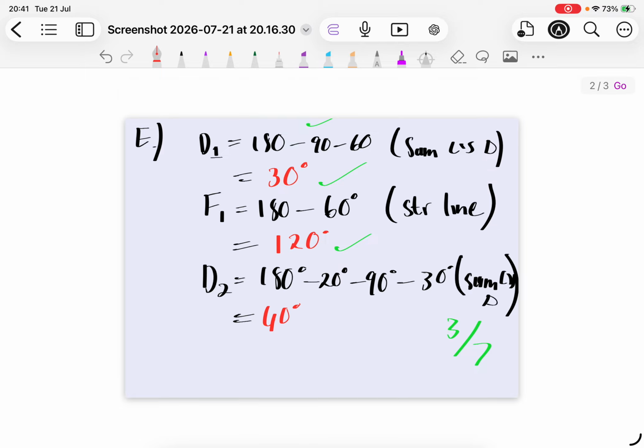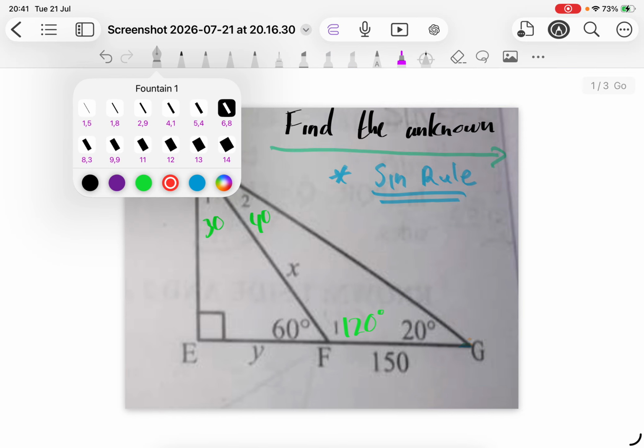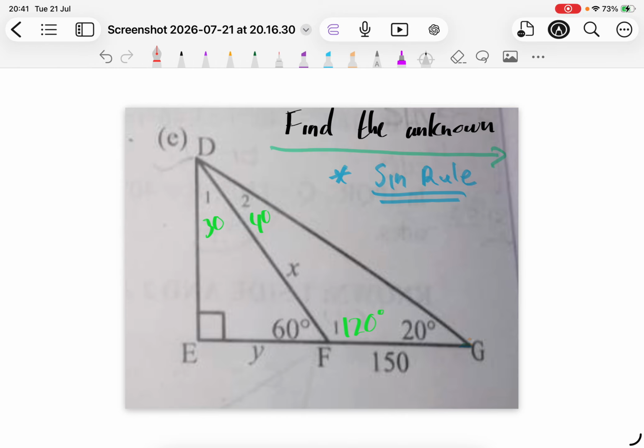So let's quickly now go back to our drawing. If I look at my drawing here, what do I have already? Here I've got, I can just mark two things.